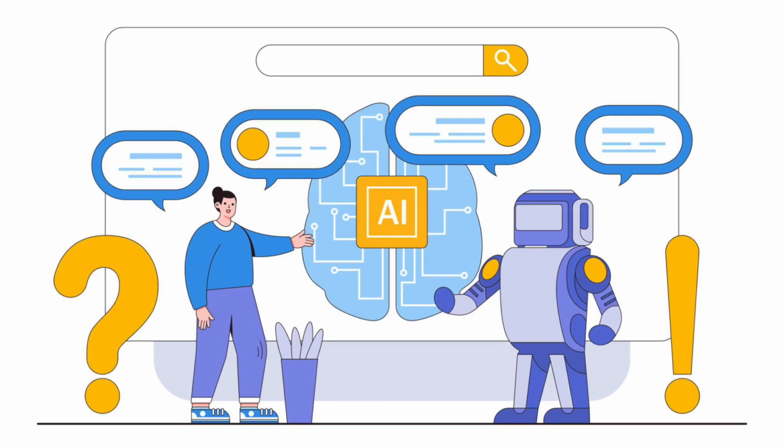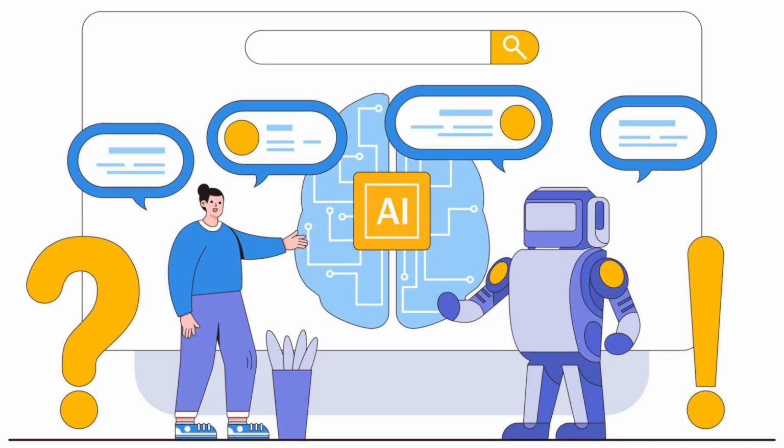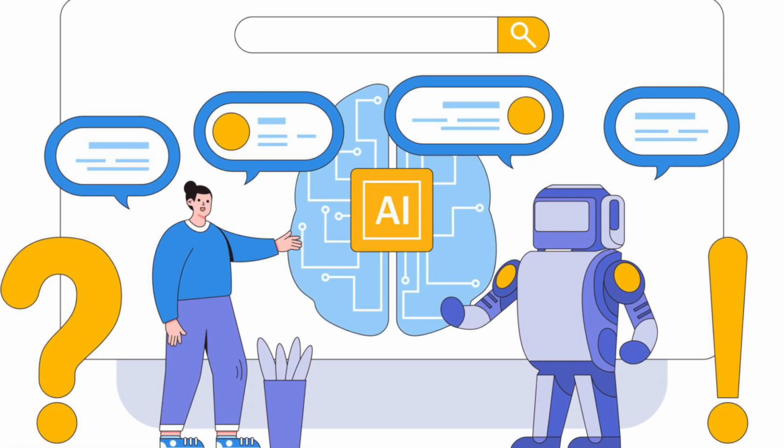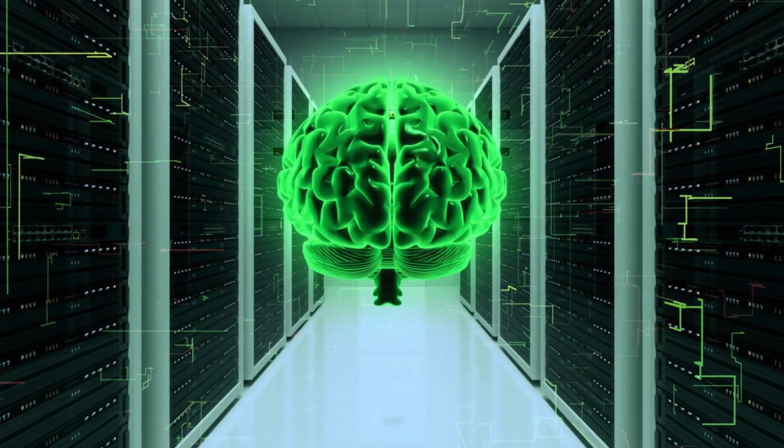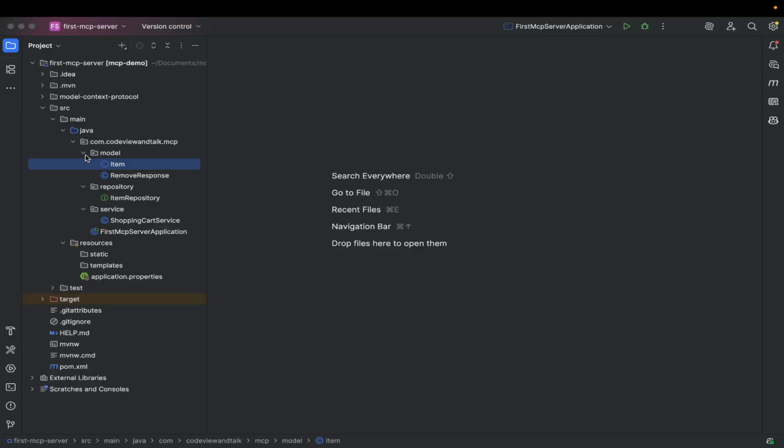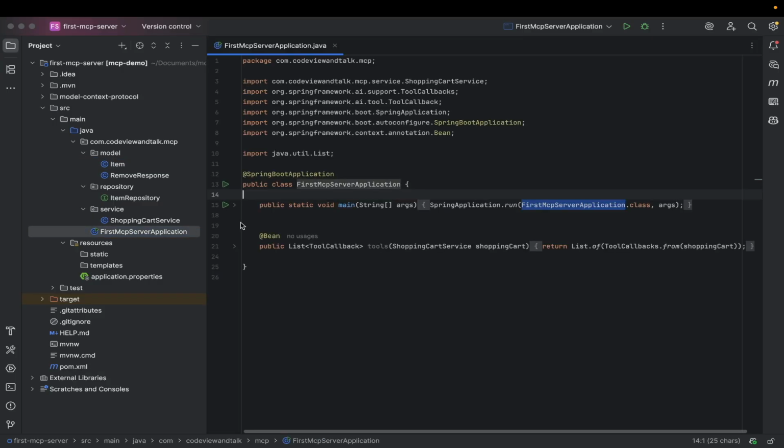Today in this video, I am going to discuss how I built my first MCP server using Spring Boot with Spring AI. So let's get started. You can see the folder structure. I have a model, repository, service, and then I have the main application.